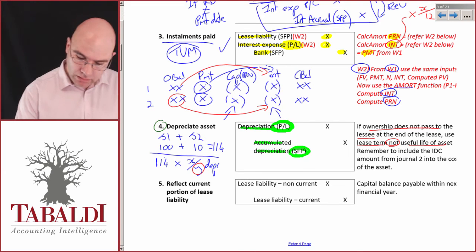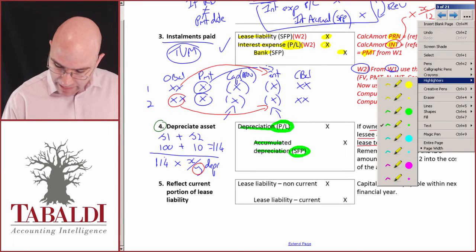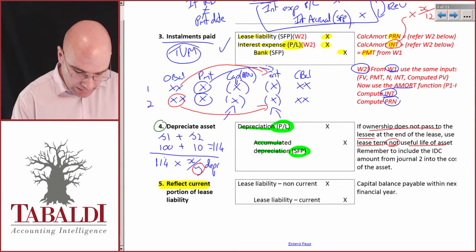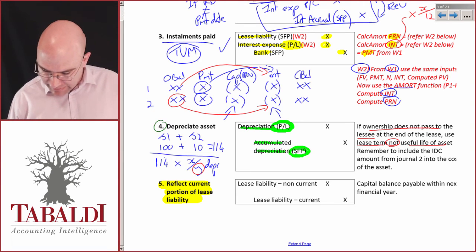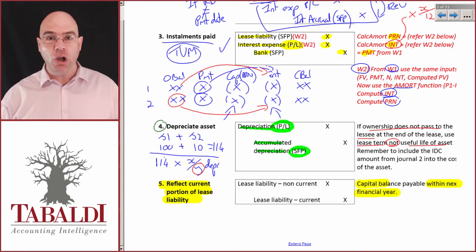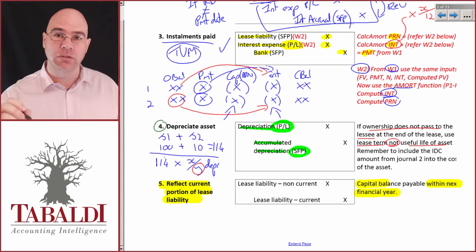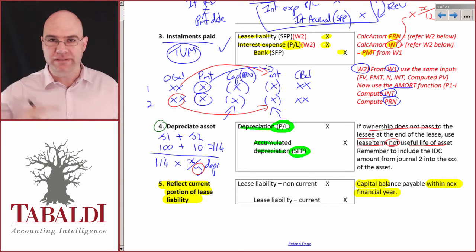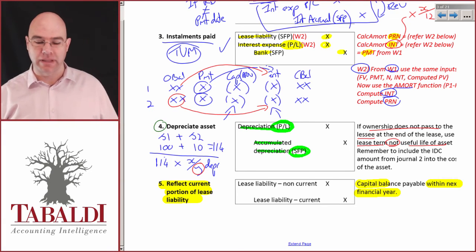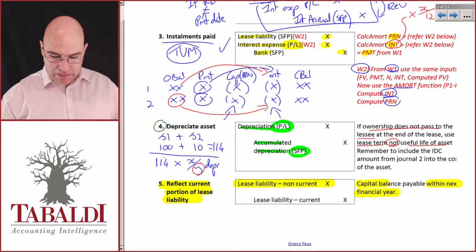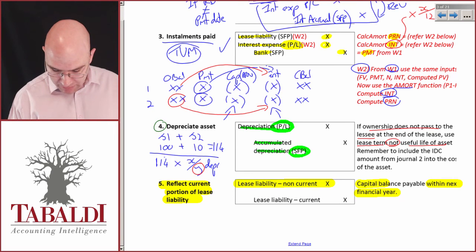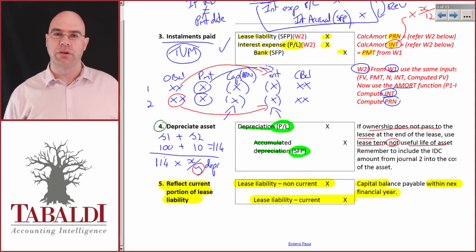Then, the last thing that I need to remember to do, and this, ladies and gentlemen, is actually purely a disclosure issue, is I must reflect the current portion of the lease liability. And that is the capital balance that is payable within the next financial year. Not the total payments, but only the capital component. Okay, the present value of those future payments in the next 12 months. And I will debit the lease liability non-current, because we assume everything's non-current up to now. And I'll credit the lease liability with the current component.